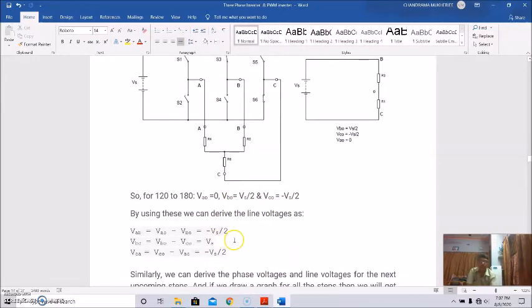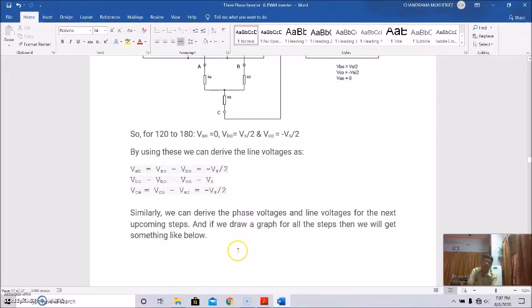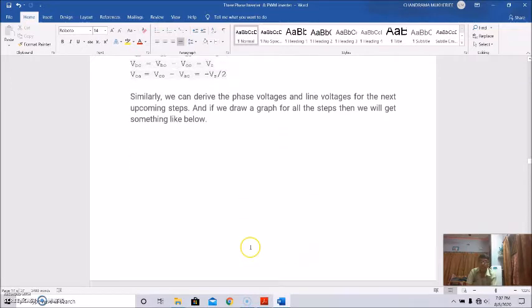By using this, we can derive the voltages as VAB equal to VAO minus VBO equal to minus Vs by 2, VBC equal to VBO minus VCO equal to Vs, and VCA equal to VCO minus VAO equal to minus Vs by 2. Similarly, we can derive the phase voltages and line voltages for the next upcoming steps, and if we draw graphs for all steps, then we will get something like below.